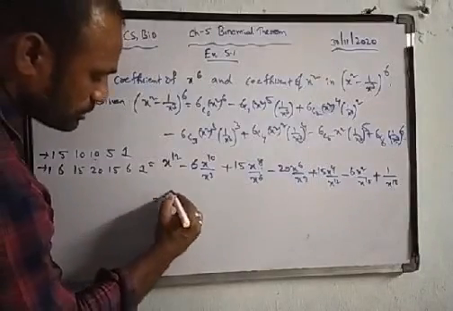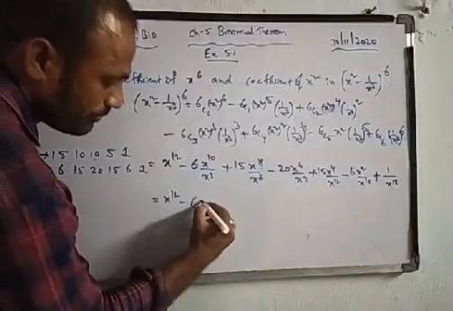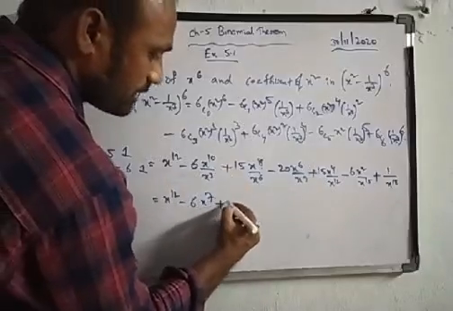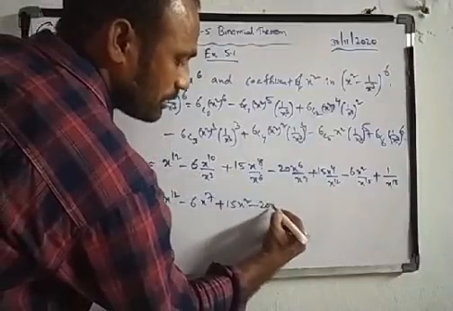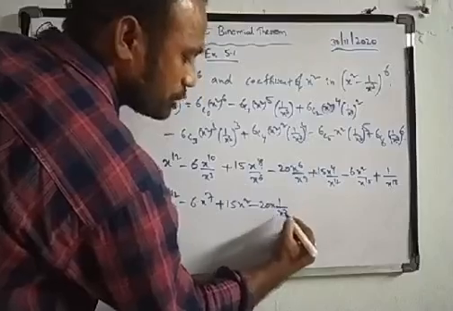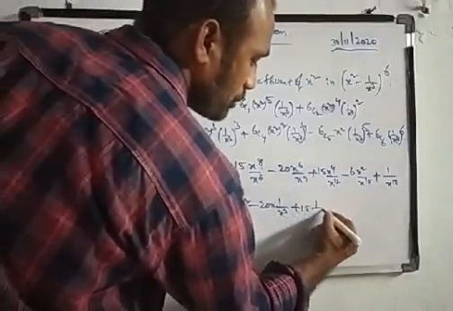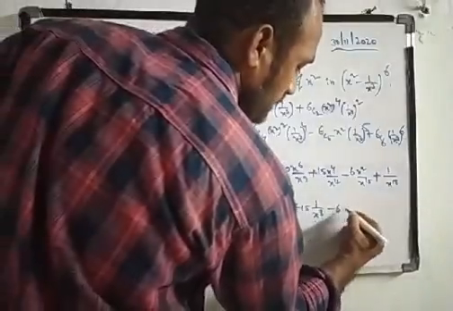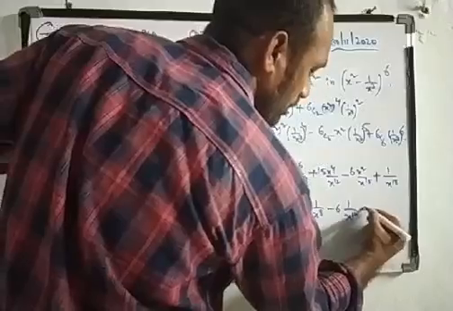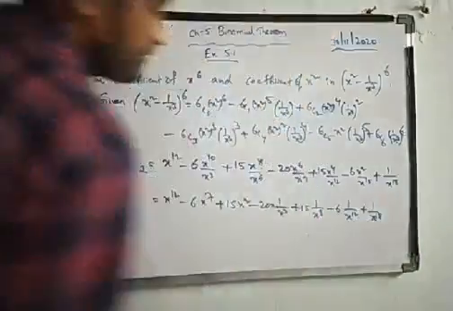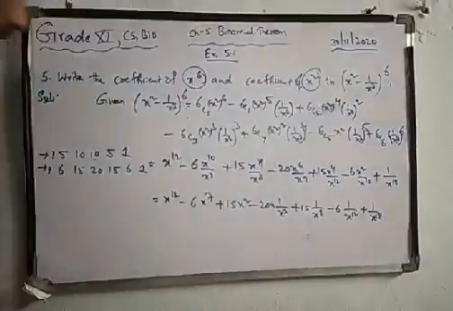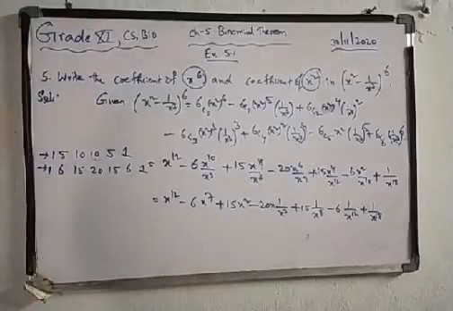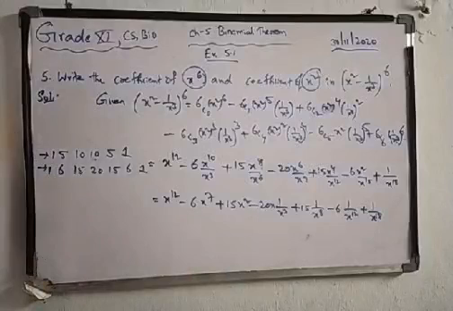So next step, it will be x to the power of 12 minus 6 into x to the power of 7 plus 15 into x square minus 20 into 1 by x cube plus 15 into 1 by x to the power of 8 minus 6 into 1 by x to the power of 12 plus 1 by x to the power of 18. So our question is, what is the coefficient of x to the power of 6 and x square? X to the power of 6 coefficient we need to find out, and x square coefficient we need to find out.